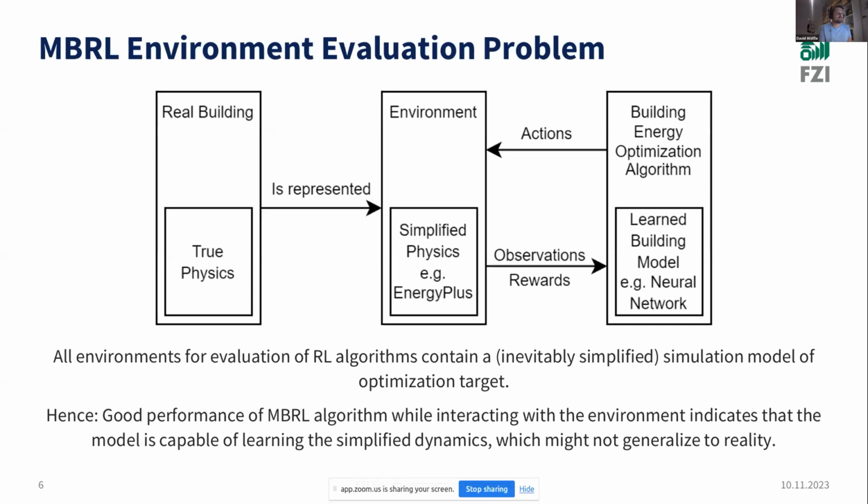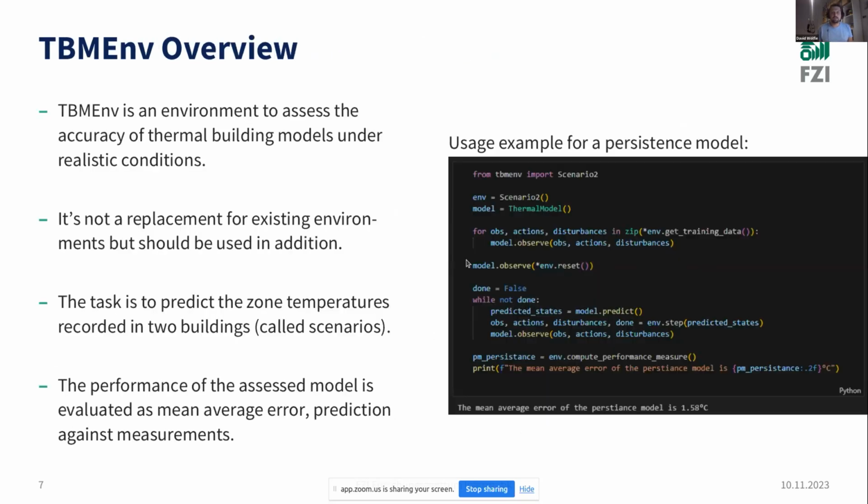So we always have to encounter simplified physics in our environment, which basically means that if we see good performance of our MBRL algorithm interacting with the environment, we can safely conclude that the model of this algorithm is capable of learning the simplified dynamics. But that doesn't necessarily mean that the same model will work well in practice, because we've never checked if it's capable of learning the true dynamics of true buildings. That's the punchline of our paper, and the issue we want to address with that environment. So TBMenv is an environment to assess the accuracy of thermal building models under realistic conditions.